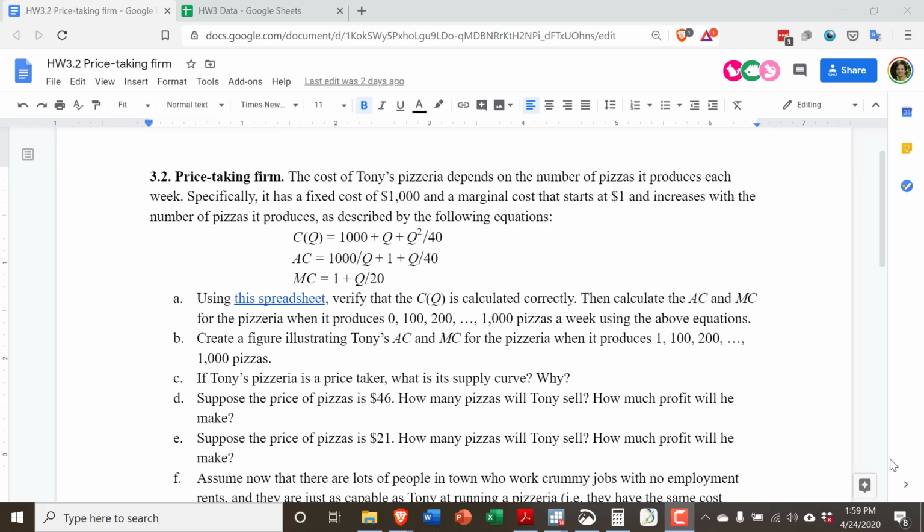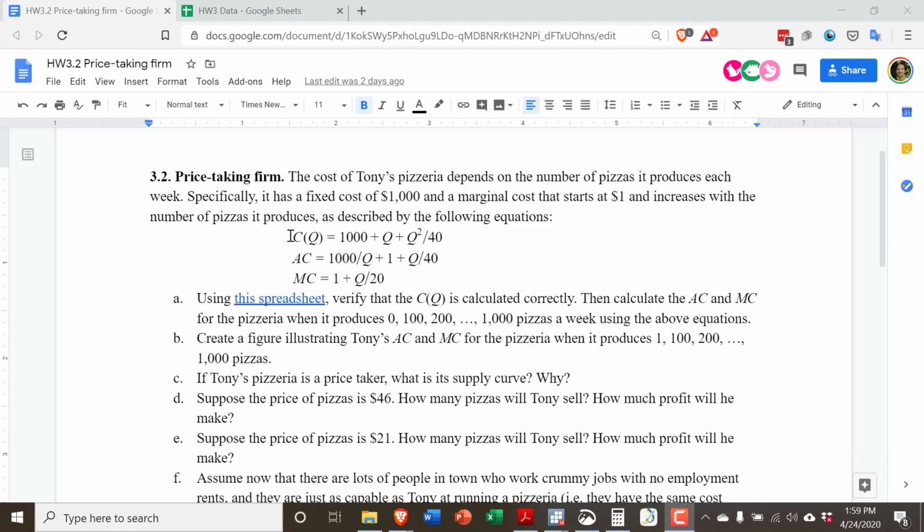Today's video is to provide you a guide through homework 3.2 with a price-taking firm. So we know that the cost of Tony's Pizzeria depends on the number of pizzas it produces each week. Specifically, it has a fixed cost of $1,000 and a marginal cost that starts at $1 and increases with the number of pizzas it produces, as described by the following equations.